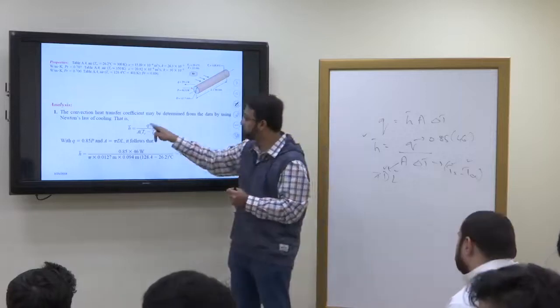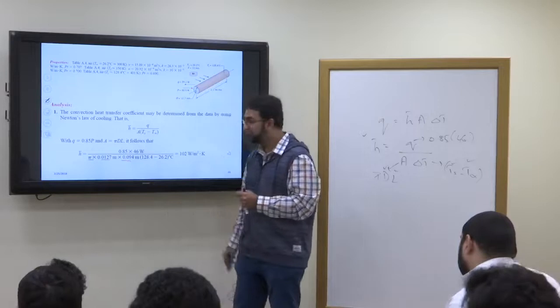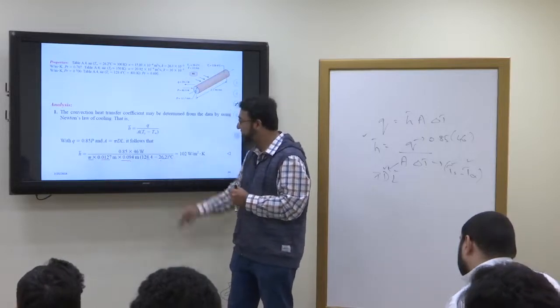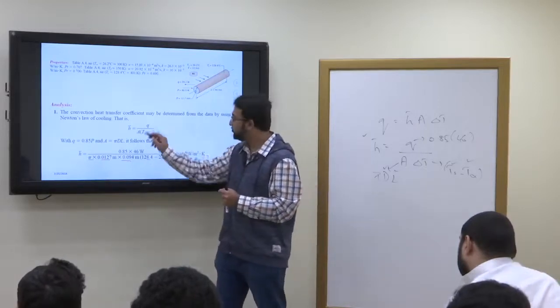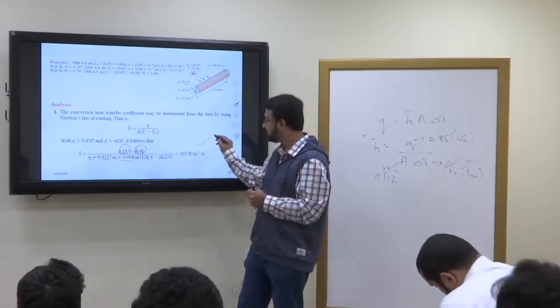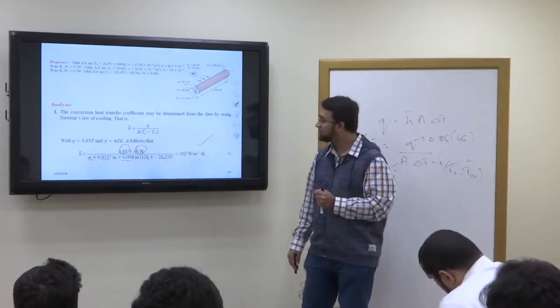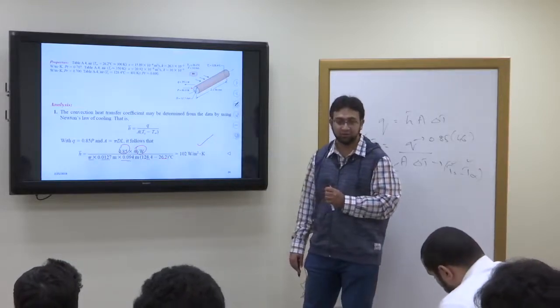So you see here h is equal to Q upon A. A is pi d L, and the temperature difference is Ts minus T infinity. Q is 0.85 times 46 watt. Here you get the calculated h, which turns out to be 102 watt per meter square Kelvin.